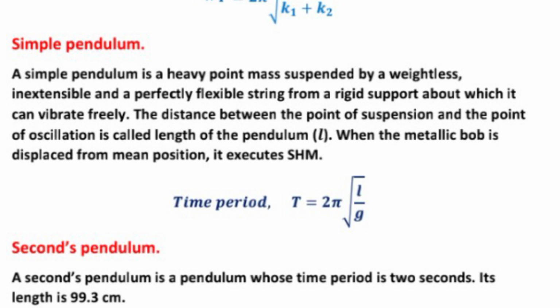Seconds pendulum. What is a seconds pendulum? A seconds pendulum is a pendulum whose time period is 2 seconds. Its length is 99.3 centimeter.